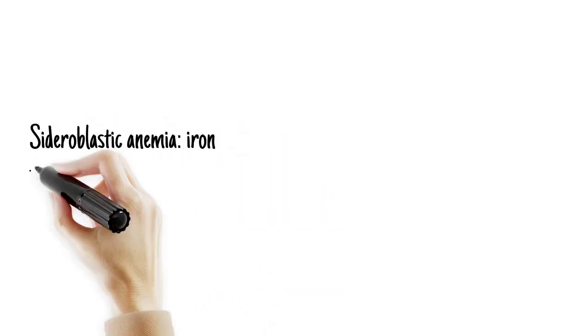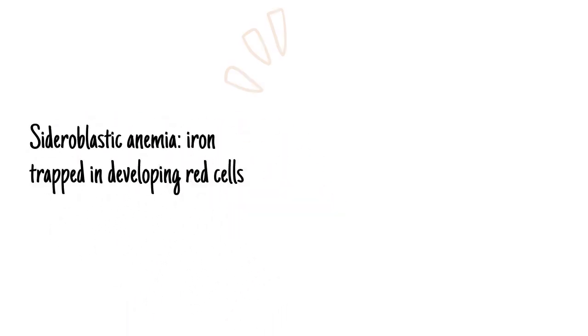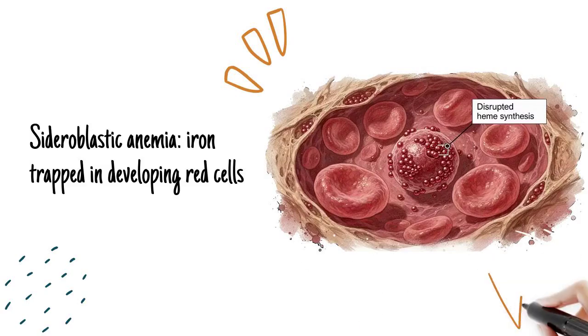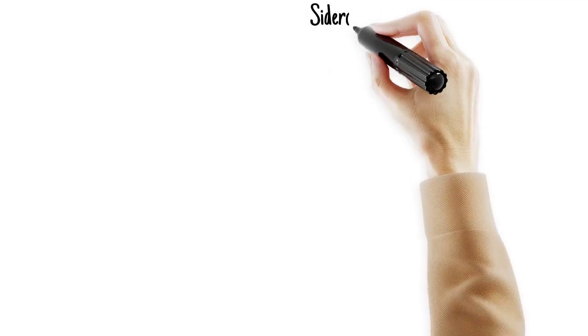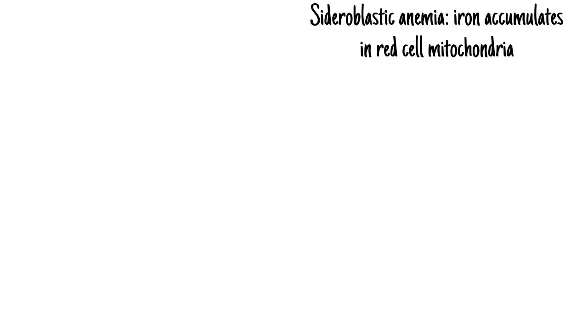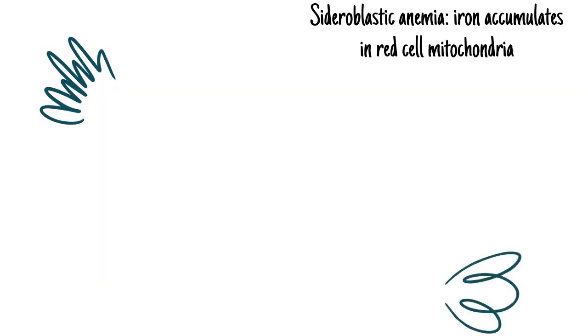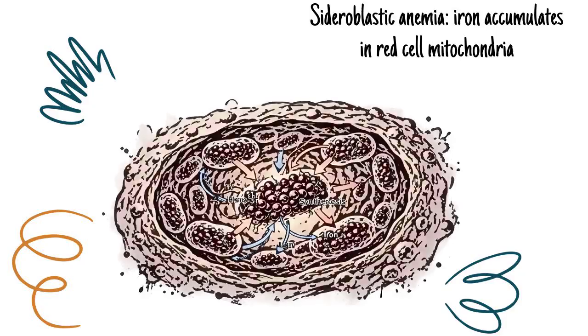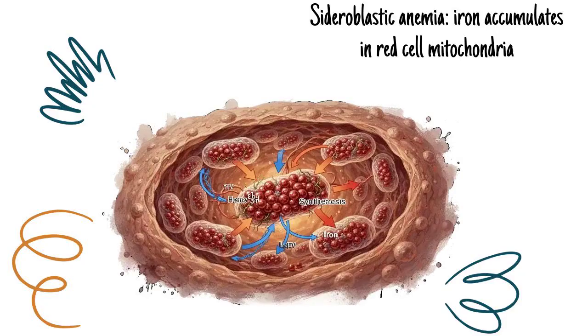Finally, sideroblastic anemia. This is a fundamentally different category. Rather than a deficiency of iron, this is a condition where iron cannot be properly incorporated into heme during red cell development. The result is that iron accumulates inside developing red cell precursors in the bone marrow. Specifically, it accumulates in the mitochondria of those cells. This location matters because heme synthesis itself occurs partly within mitochondria, so iron gets trapped at the very site where it was supposed to be used.